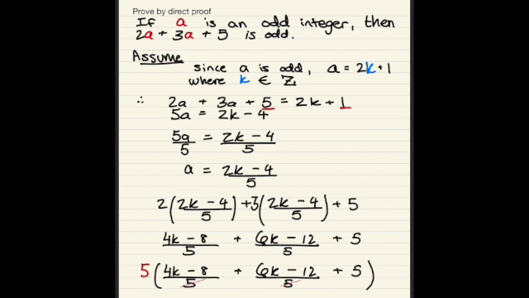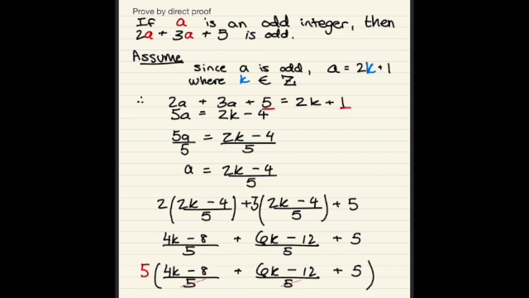Therefore, we're going to take our equation 2a plus 3a plus 5 and set that also equal to 2k plus 1. And by solving that out, by subtracting 5 minus 1 and adding these two like terms together, we're given 5a is equal to 2k minus 4.